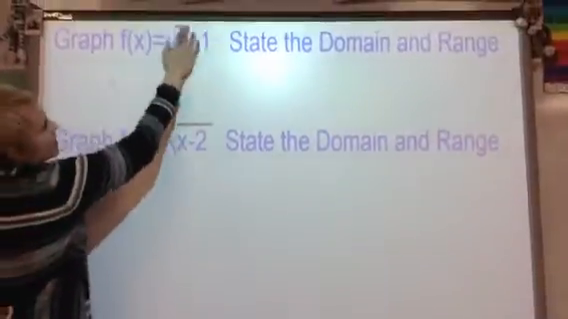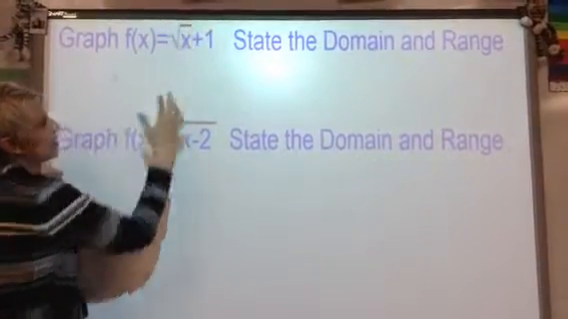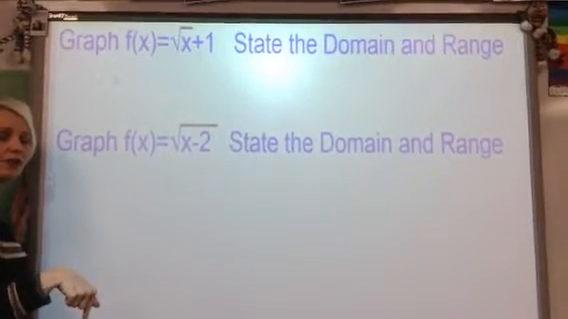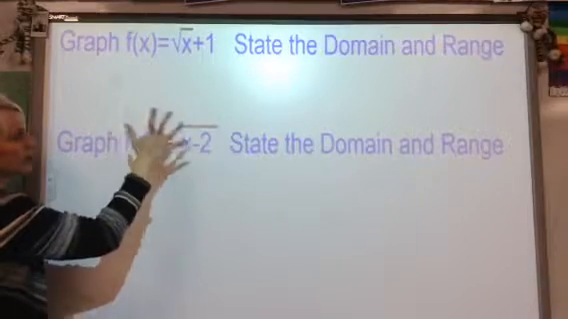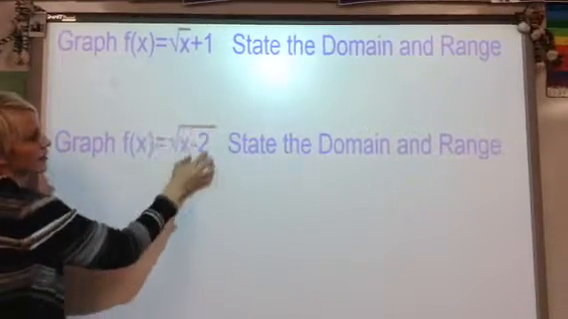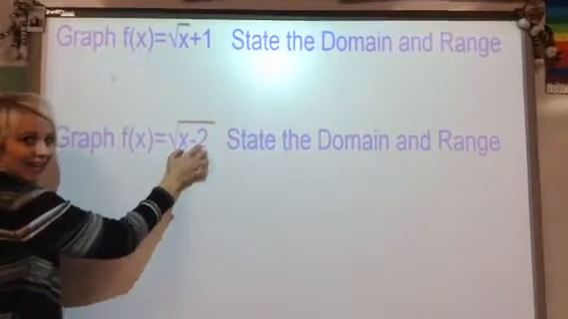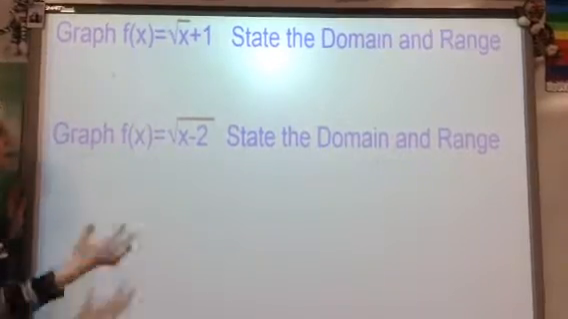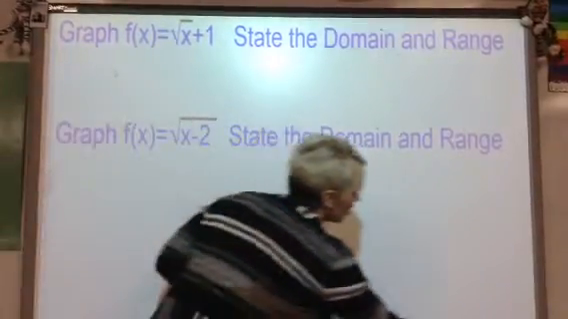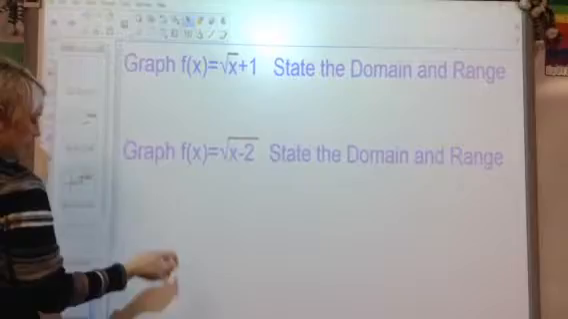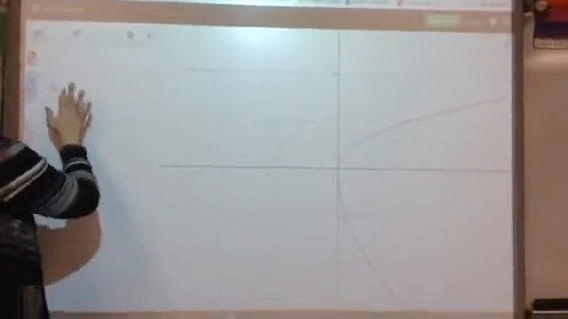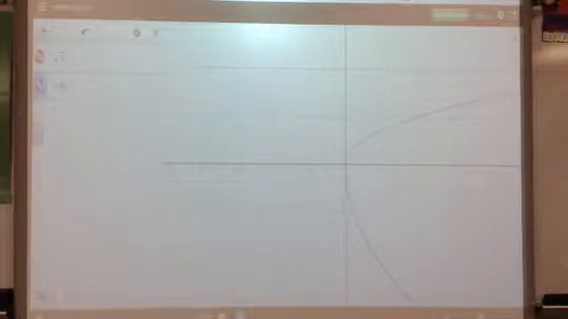Now this, you'll notice, is an addition on the outside. So based on the rules that you have in your notes, we know how it should move. This is an example of a subtraction that's inside. And so on your notes, you should know how it should move. So let's check those both on Desmos. And then we'll talk about the domain and the range of those as well. So let's try the first example.